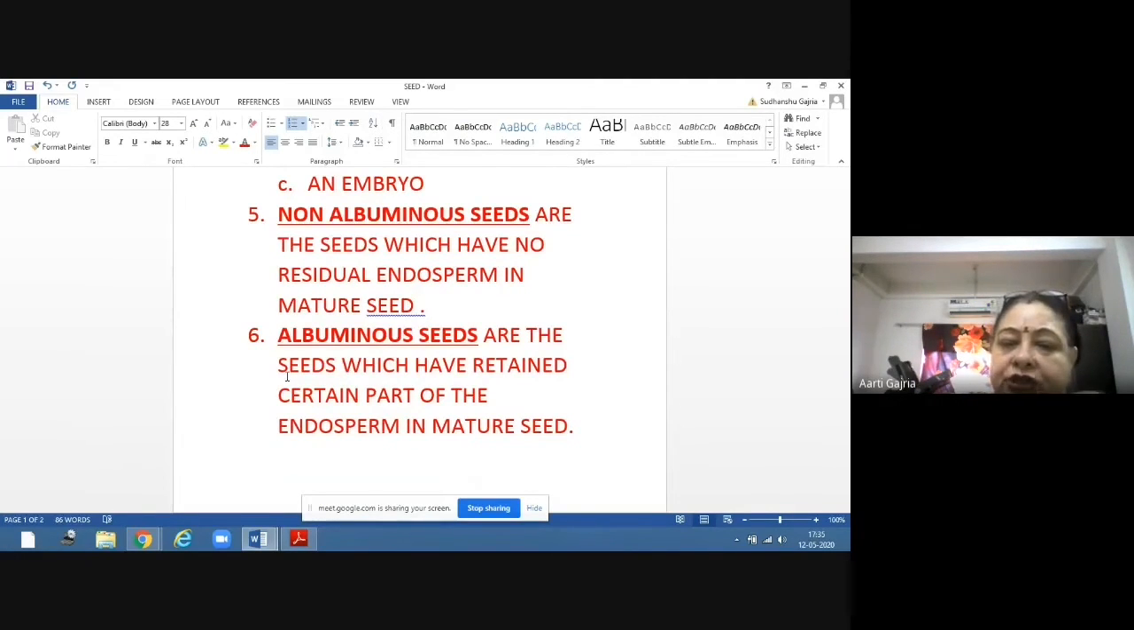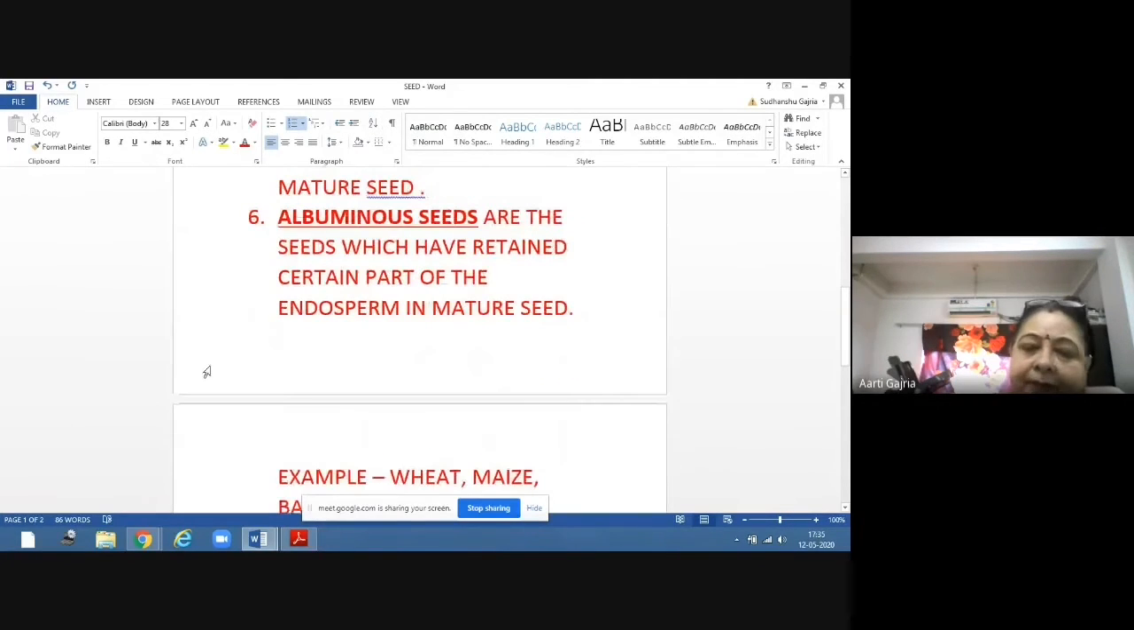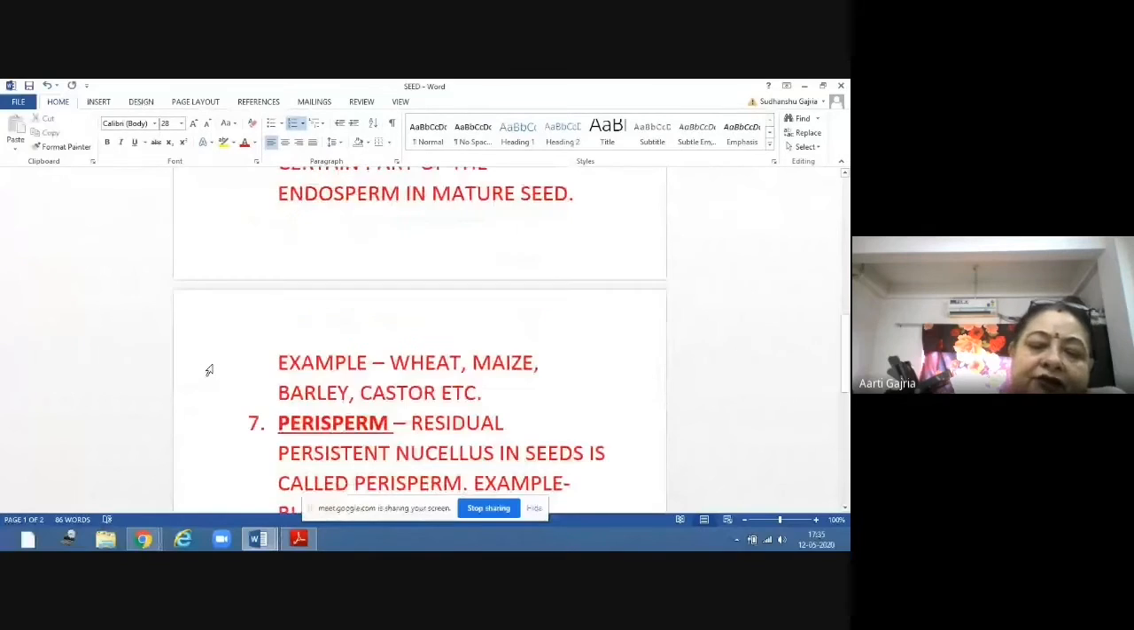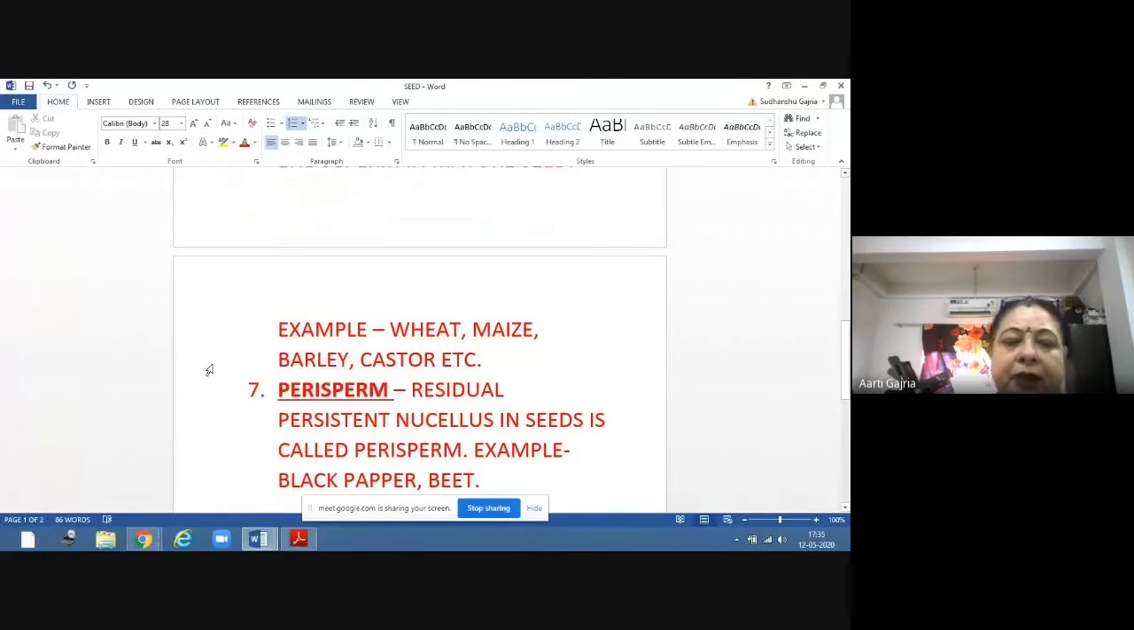So based on the presence or absence of the residual endosperm in mature seed, the seeds can be divided into two: non-albuminous and albuminous. Examples of albuminous seeds are wheat, maize, barley, castor, etc. So these are the seeds which have retained certain part of the endosperm in mature seed.